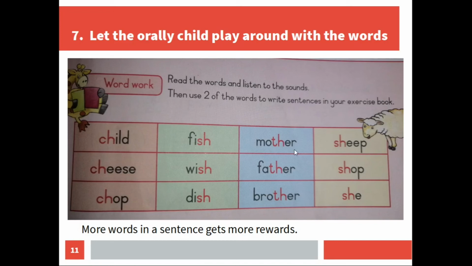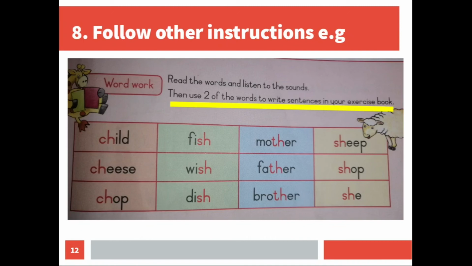Let the child first learn to orally just say the words, because it's easier and quicker for the child to say a thing than to write a thing, and in this way also order his mind. Then you go and follow the instructions. Instructions in this case is use 2 of the words to write a sentence, or whatever it is.